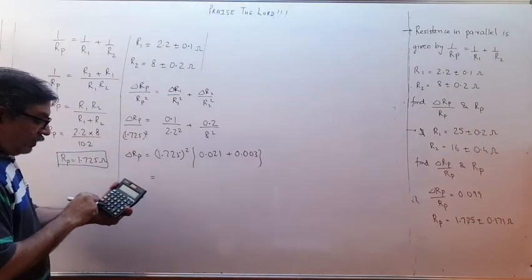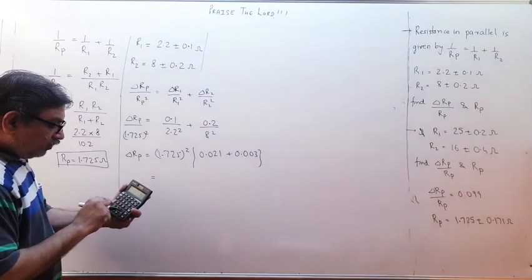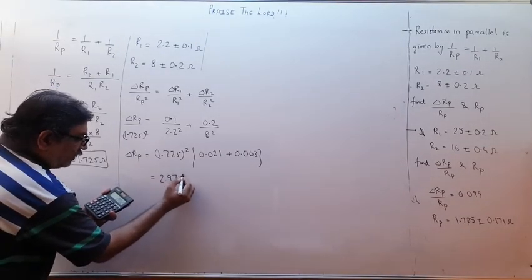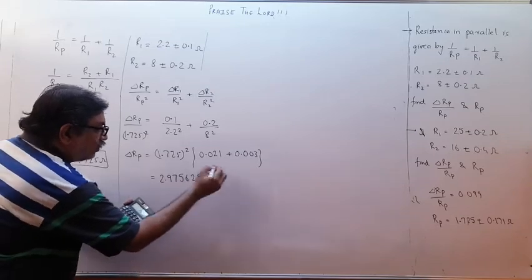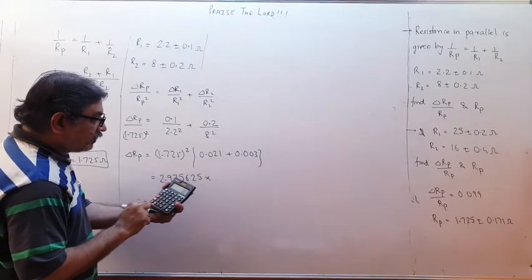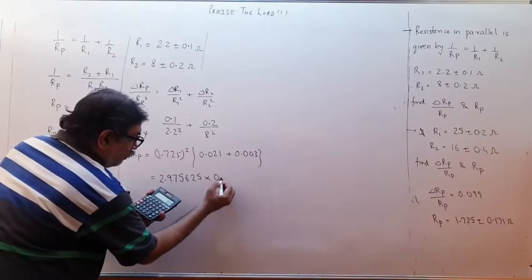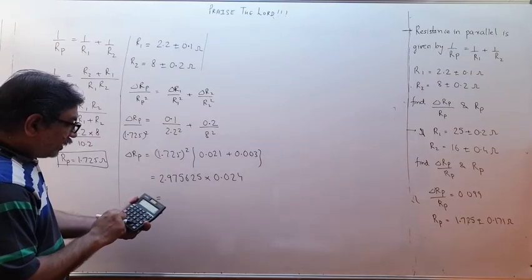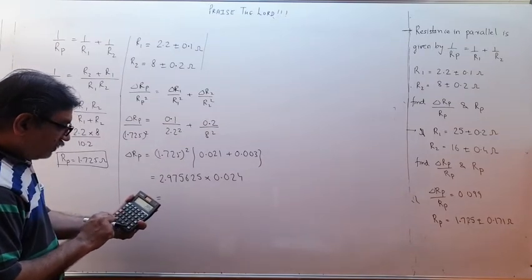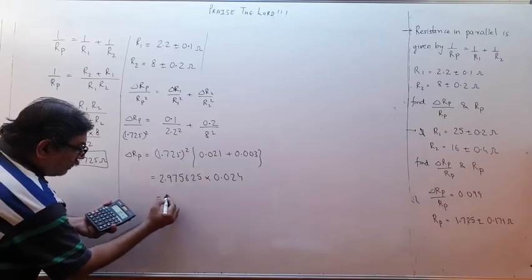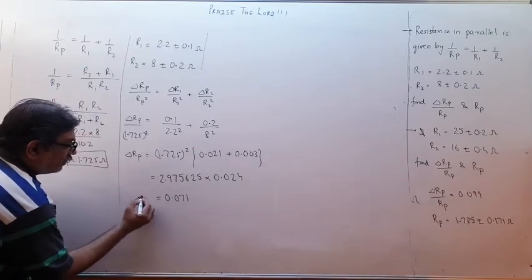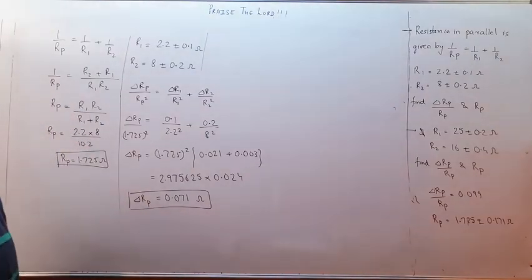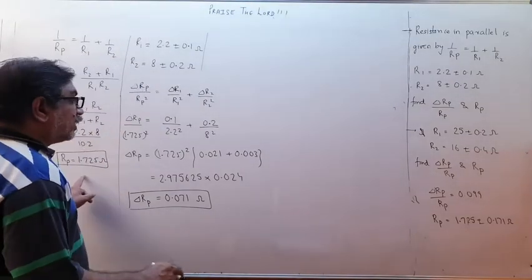So that is equal to 1.725 into 1.725, that is 2.975625, into this much, 0.021 plus 0.003. That is 0.024. And if you multiply 2.975625, that is coming out to be 0.071. So that is delta RP for me, in ohms. This much is the delta RP. So delta RP is this much, RP is this much.